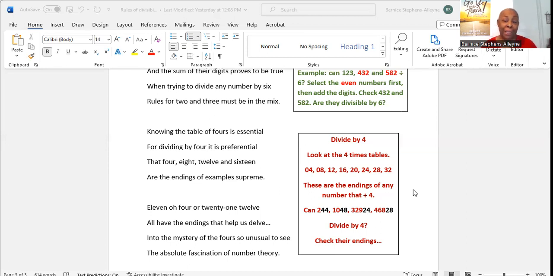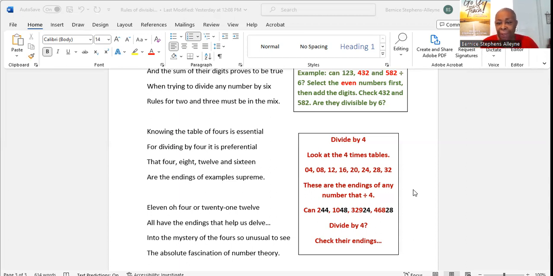So we must know the 4 times tables. And I put the endings of some. 1 by 4 is 4. I've put 2 digits. So even if our number is ending 04, that'll work. 04, 08, 12, 16, 20, 24, 28, 32, 48, 60. You know, any number that is a multiple of 4. So check out your 4 times tables and take the last 2 endings.